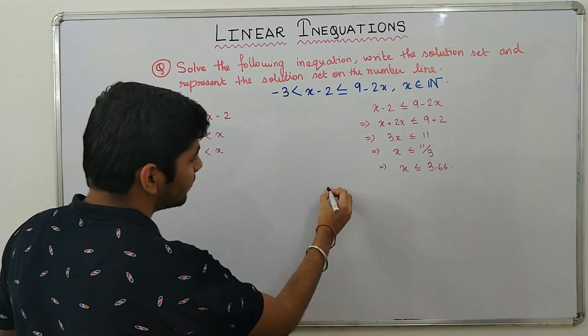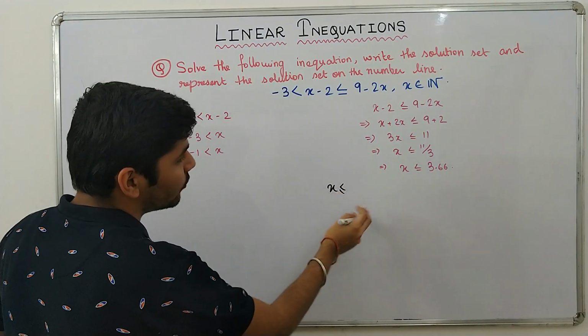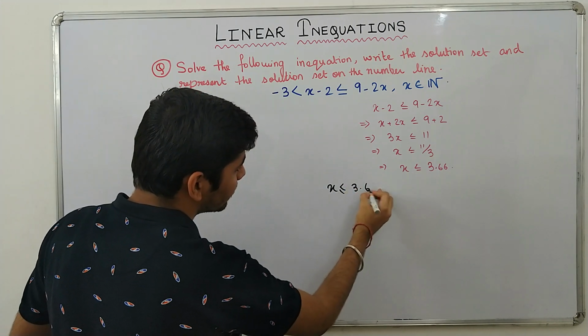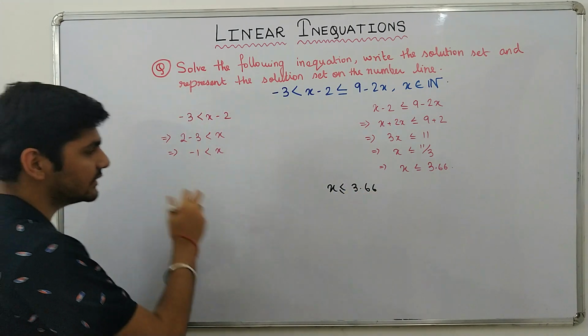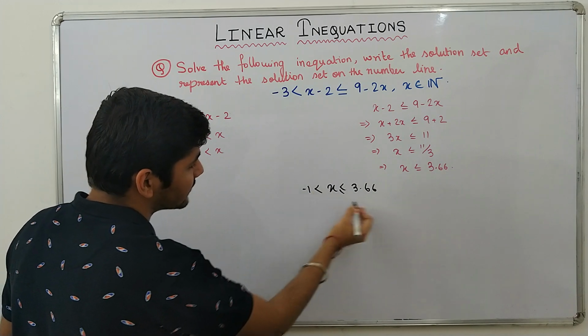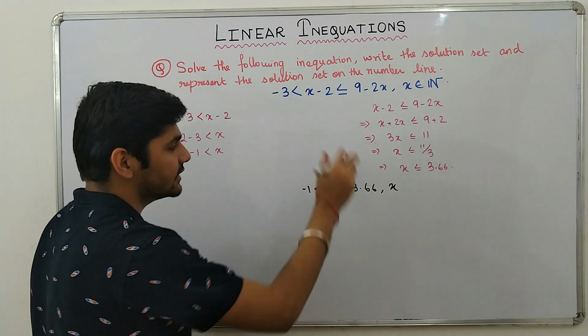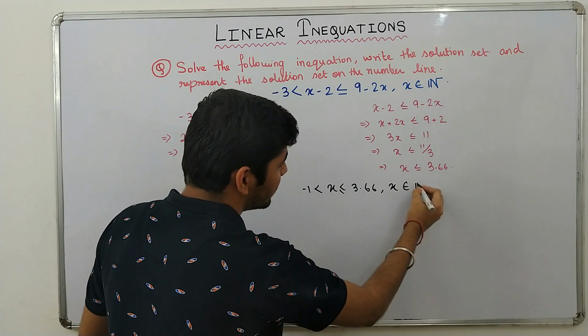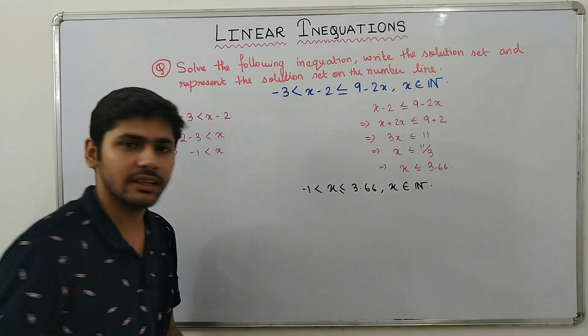So, x in the between. Now, x is less than equal to 3.66. And minus 1 is less than x. So minus 1 less than x. And over here x belongs to natural number. So this is the final solution.